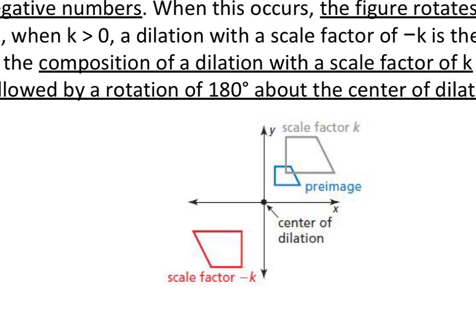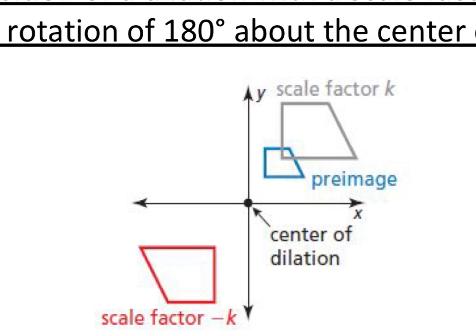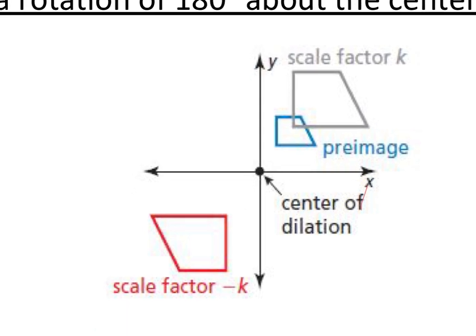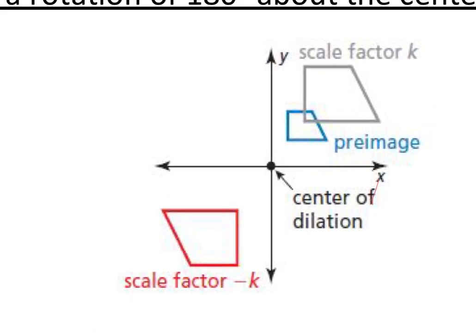But basically what it means is if this blue quadrilateral was our pre-image, right? And we multiplied by a scale factor of k, it would turn into the gray one. It would get bigger, right? But if we had a scale factor of -k, it would completely rotate 180 degrees to the other side of the graph. So -k would appear all the way down here. And we're going to see an example. It happens on its own. You guys just need to know what to look for, okay?